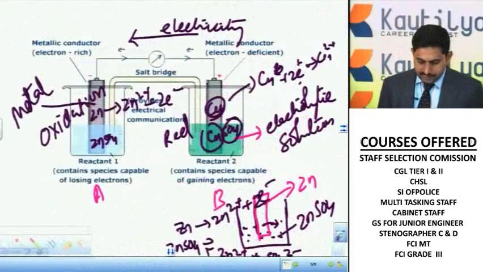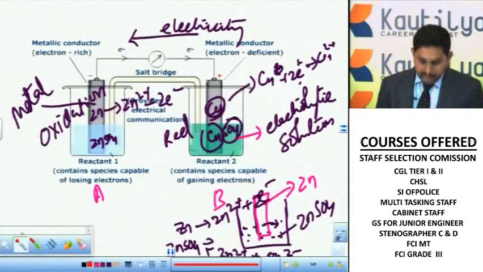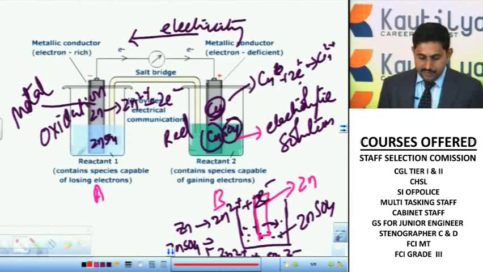In the case of the zinc, if you observe carefully, the zinc donates its electrons, two electrons are donated, and it is converted into Zn2+ ion. So the quantity of Zn2+ ion increases in this case, correct? The Zn2+ ion concentration will increase.